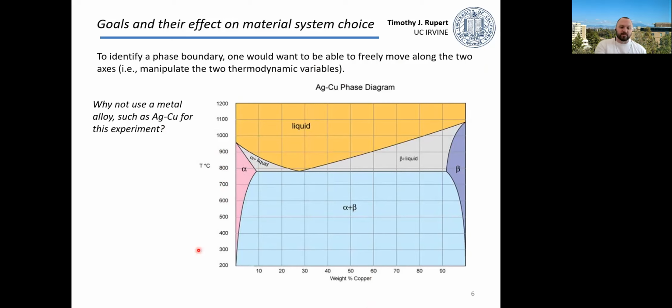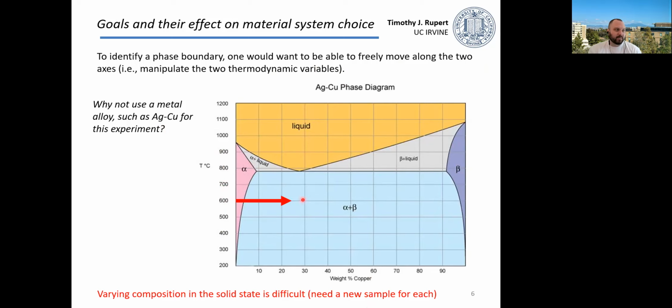In principle, we could go about doing this, but there's a few practical reasons we might not want to choose this system. So the first thing is, if we want to vary composition in the solid range, where we're going from one solid phase to another, we have to create a new sample for every single composition. Okay? That's possible. You could go in and cast a sample with a given composition, heat treat it at that intermediate temperature, and then quench it down and freeze it in that state. The problem is that it's just difficult. It takes a lot of samples, a lot of manpower. It becomes very hard to change that x-axis, which is composition.